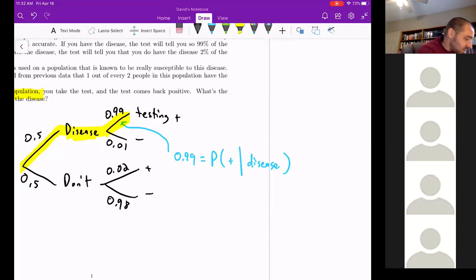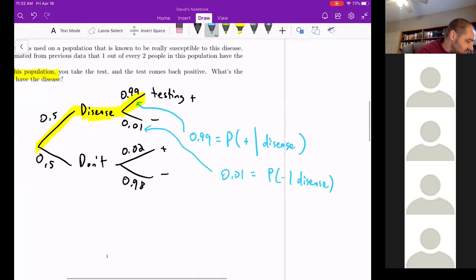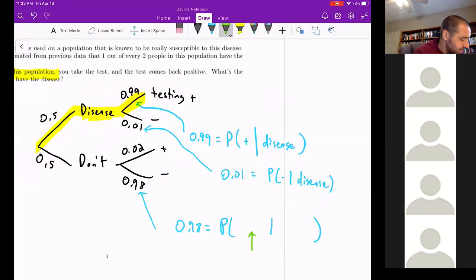And then this right here, this 0.01, that's the probability I get a negative test, assuming I have the disease. And so on. Let's just do one more. This right here, 0.98 equals probability. I'm going to put a bar right here. So what goes right there? What's on the left-hand side of that bar?